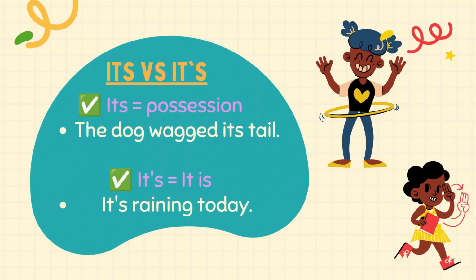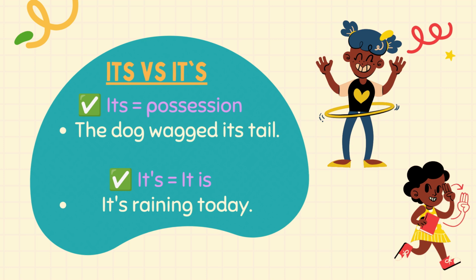It's versus its. This is another common mistake. What is its? It shows possession, it belongs to it. Possession means it belongs to it. The dog wagged its tail. The cat licked its paw. The company changed its logo. Like that, when something belongs to it, we use its.